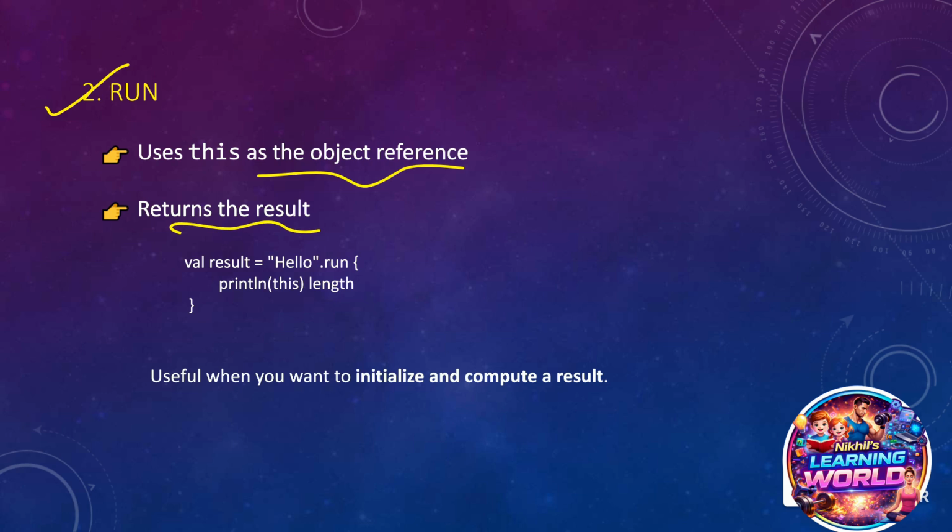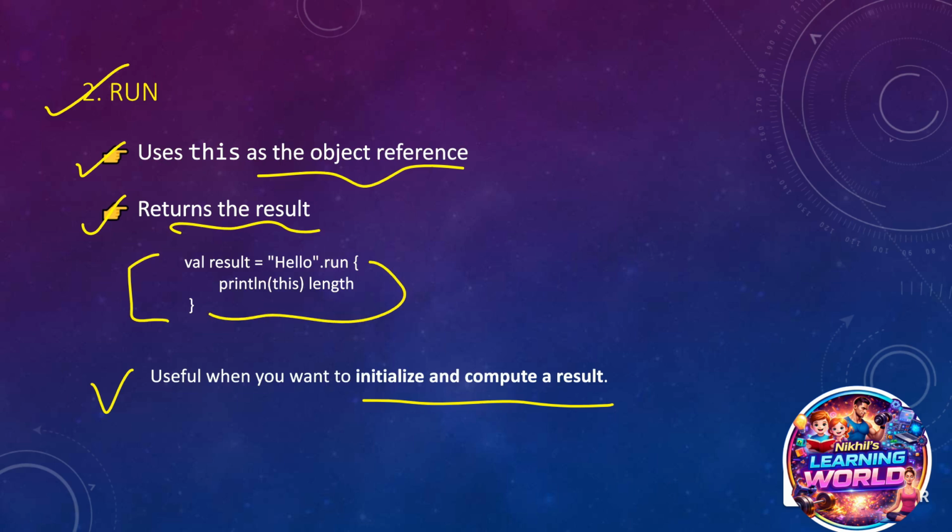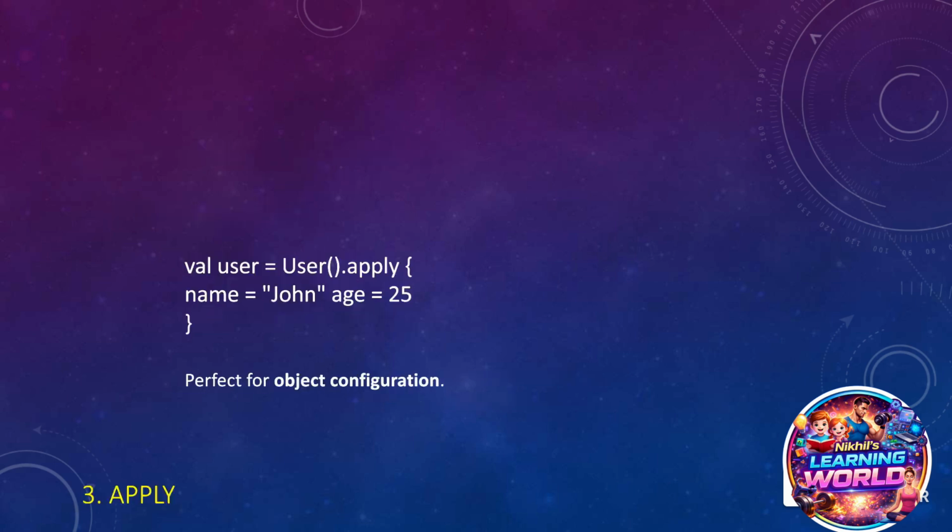Second one is run. It uses this as the reference object and returns a result. Use case: object configuration and result return. It is useful when you want to initialize and compute the result. For example, val result = "hello".run { print length }.